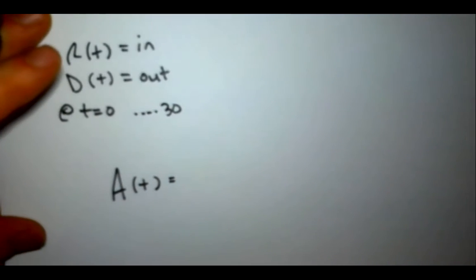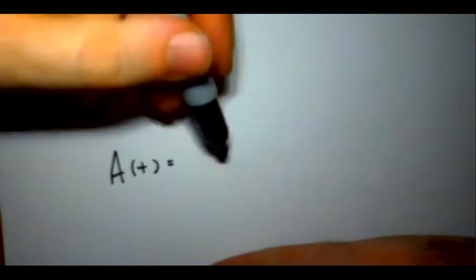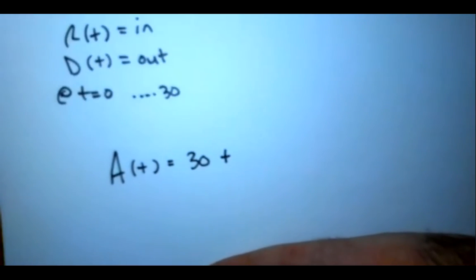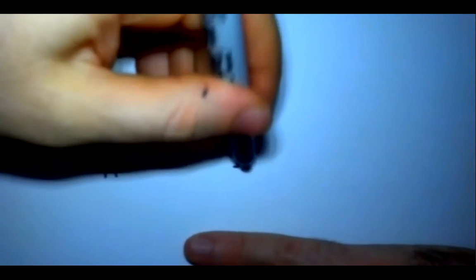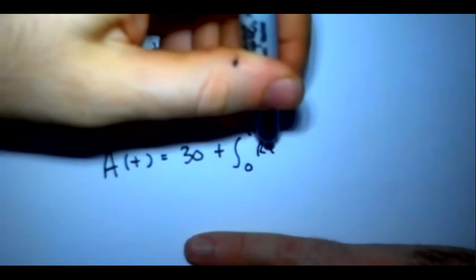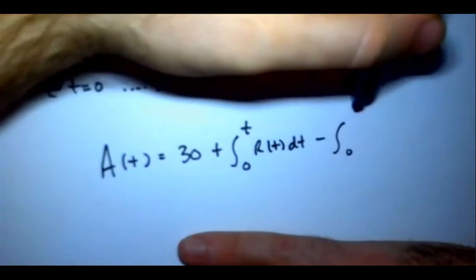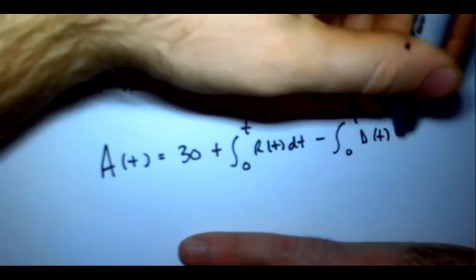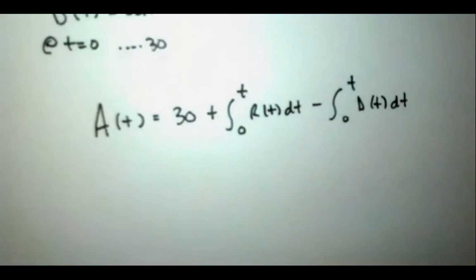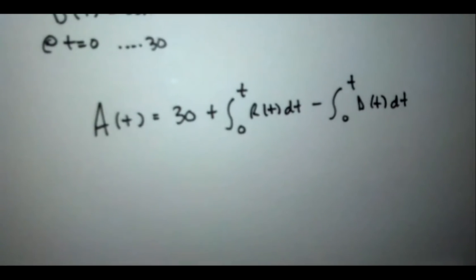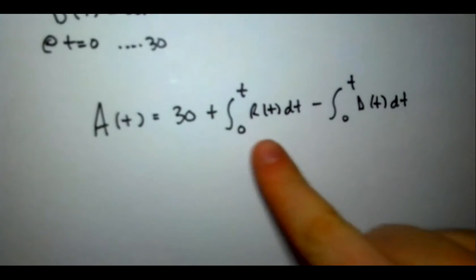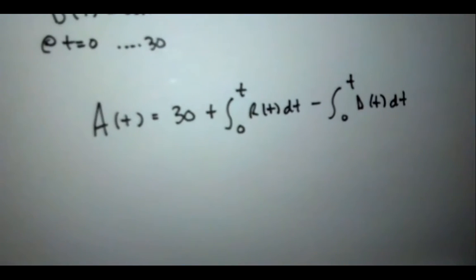So I need an amount formula. First off, if I'm going to figure out if it's increasing or decreasing, you're going to have to take the derivative of it. But first I've got to make it. The amount formula would be 30 plus the integral from 0 to t of R of t dt, minus the integral from 0 to t of D of t dt. Does that make sense, that it tells me the amount of water at any given time? Like if I plug in 5, that's going to tell me how much water is in there, right? That's the total amount in. That's the total amount out. That's how much is in there at the beginning of this story.